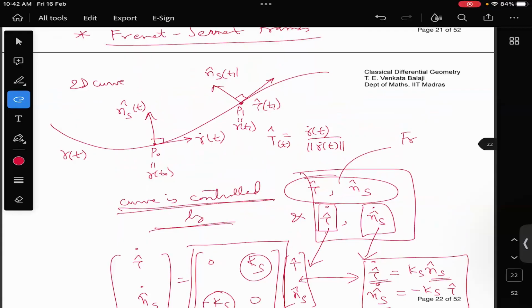the Frenet-Serret frame. This is called the Frenet-Serret frame. Okay, and these are two mutually orthonormal naturally defined vectors. And of course, you can guess, I am doing this for plane curves.